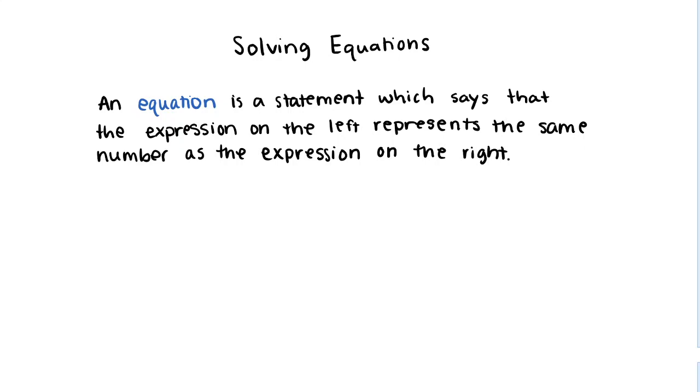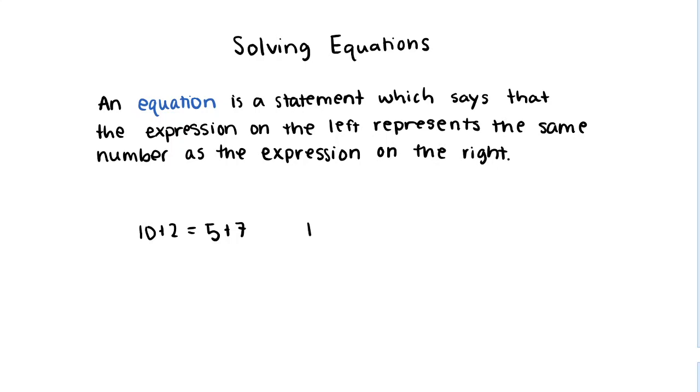An equation is a statement which says that the expression on the left side of the equal sign represents the same number as the expression on the right side of that equal sign. Here are some examples of equations. Maybe 10 plus 2 is equal to 5 plus 7. There's an equal sign, an expression on the left and an expression on the right, and the equation is making this claim that the two expressions come out to the same number.